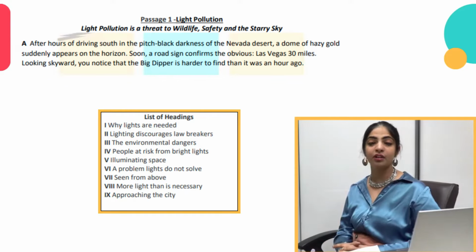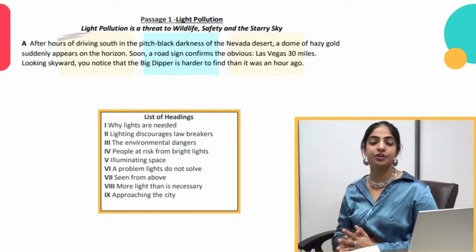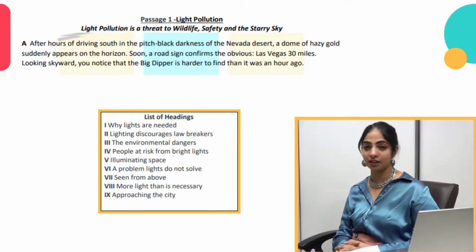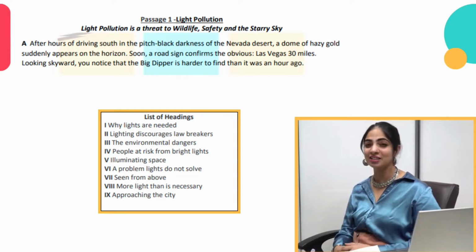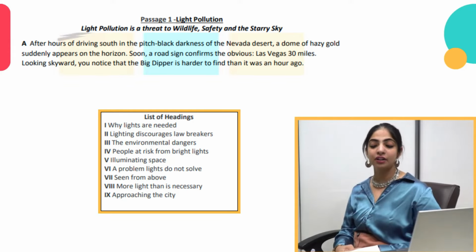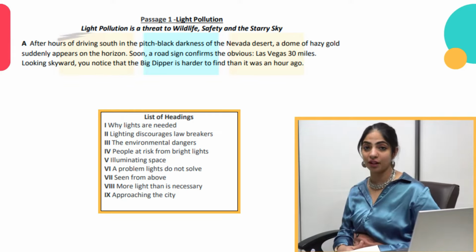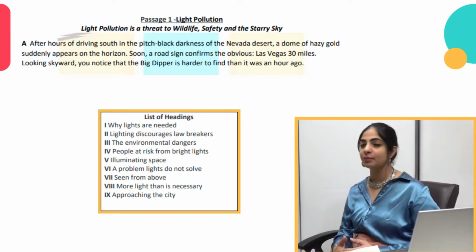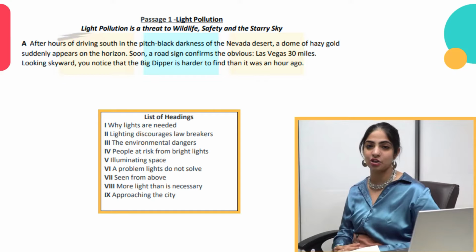And if I talk about the list of headings, the very first says why lights are needed. Well, in this paragraph, they haven't mentioned any reason as to why lights are needed, so this cannot be an answer. If I talk about the second, they have written lighting discourages lawbreakers. Well, they haven't mentioned any lawbreaker, so it cannot be the answer. Third talks about environmental dangers. Does this paragraph talk about dangers at all? No, so it cannot be the answer.